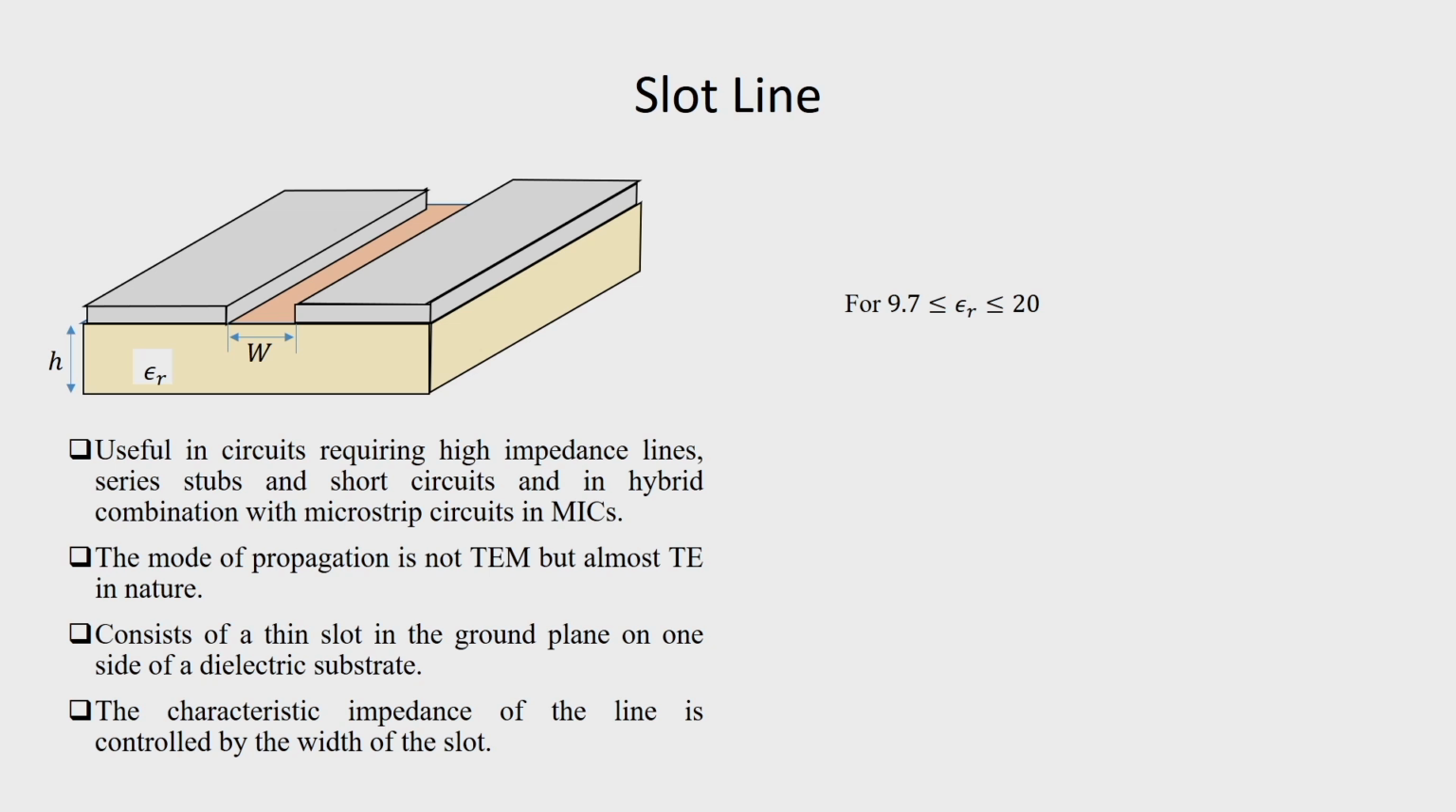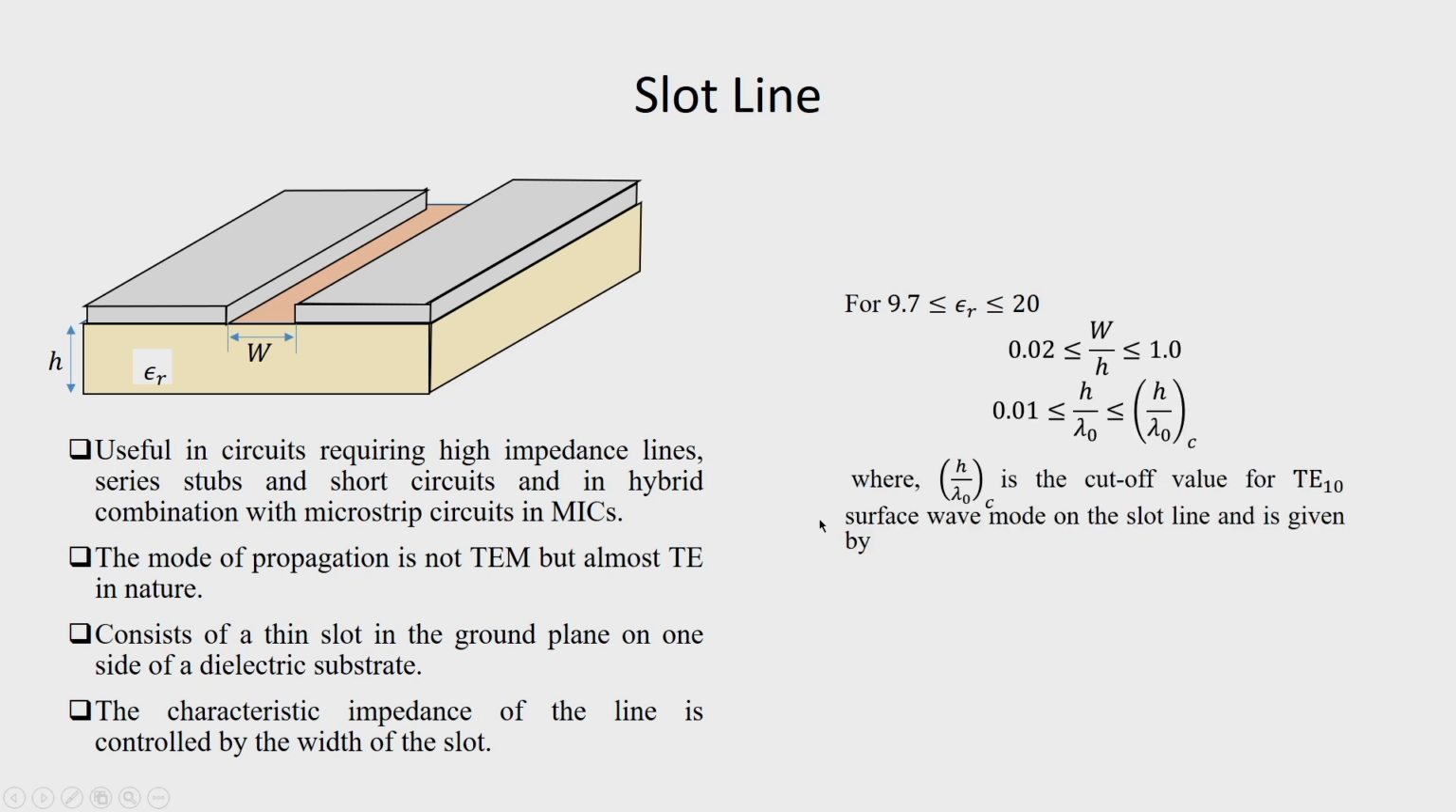Now, this type of line usually uses a higher value of dielectric constant, and for dielectric constant greater than 9.7 and less than 20, W by H can be from 0.02 to 1, and H by lambda naught, where lambda naught is the free space wavelength, is given by 0.25 divided by root epsilon r minus 1. So, we can find out W by H from this information.